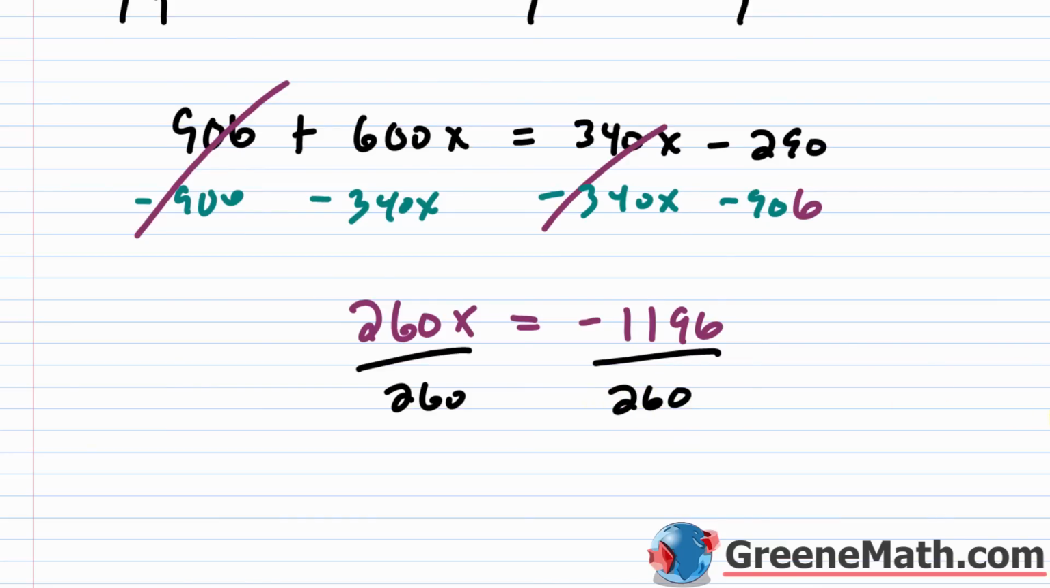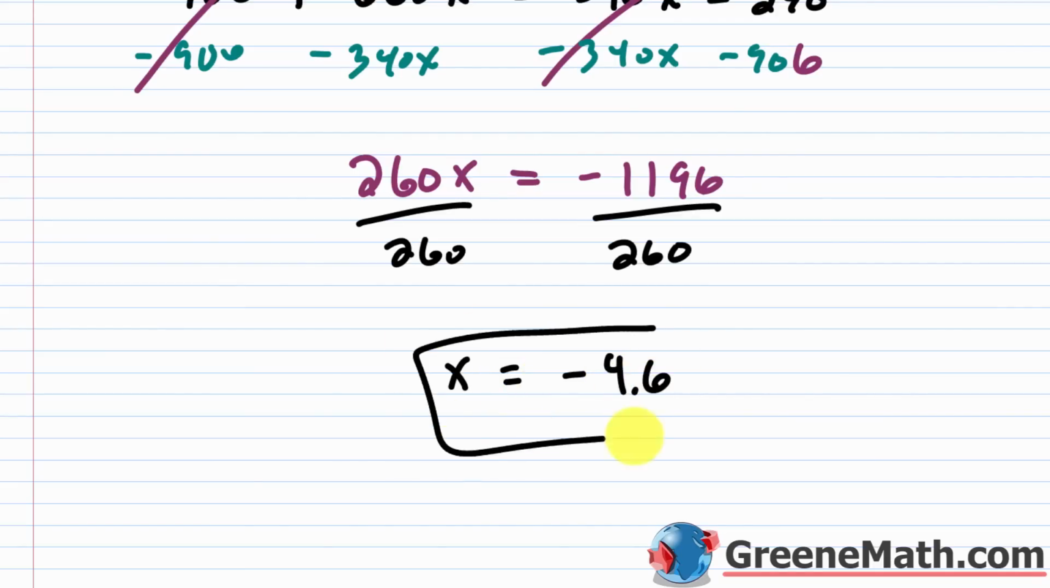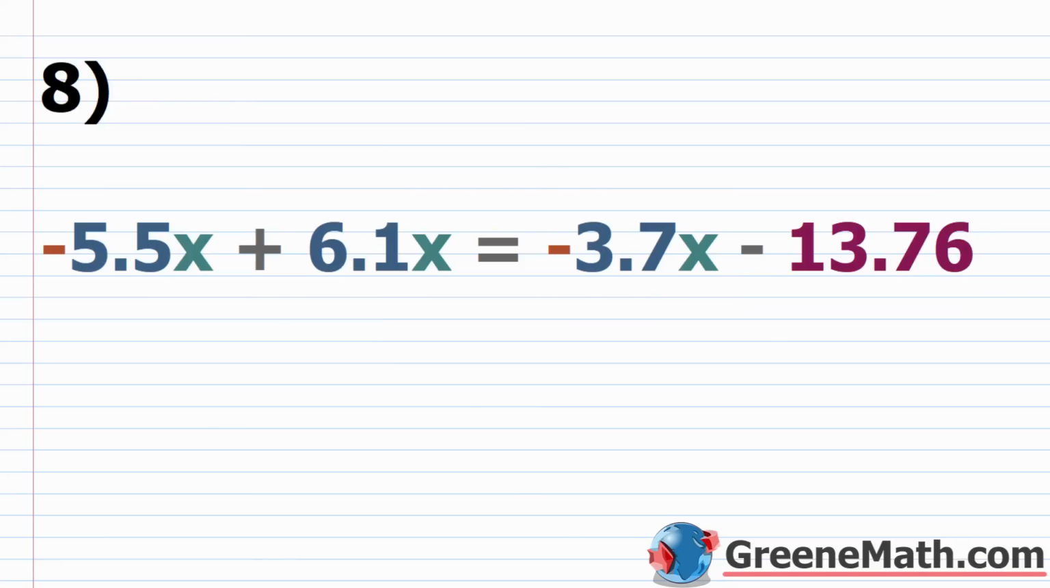And again, because we're working with decimals, let me just give my answer as a decimal. So x equals, I know this is negative. Let's punch this into our calculator. So I end up with 4.6. So x here will equal negative 4.6. That'll be my solution. Let's look at problem number 8.